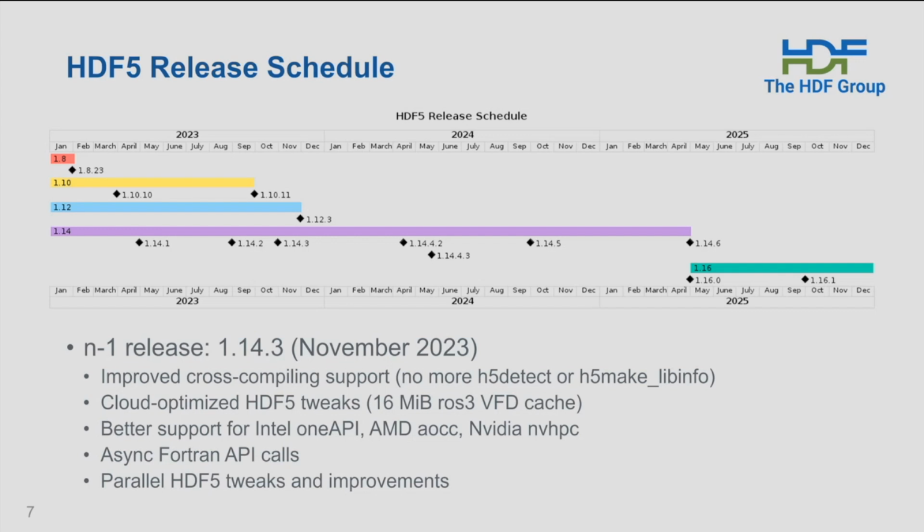So then we also included in there better support for Intel's oneAPI, AMD's AOCC, NVIDIA's NVHPC. We're trying to stay on top of modern compilers and make sure that everything works well. These would work in the past, I think, because they were often detected as Clang, because the scripts that would look for them would pick up the LLVM signature in there. But now we have official support for it, and we run most of that stuff in CI. We also added async Fortran API calls. Those are just wrappers over the C calls, so it's not actually new C functionality. And then, again, parallel HDF5 tweaks and improvements.